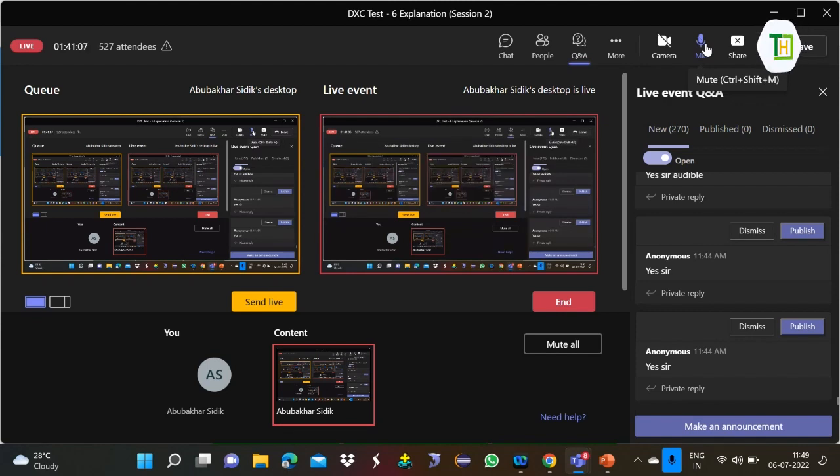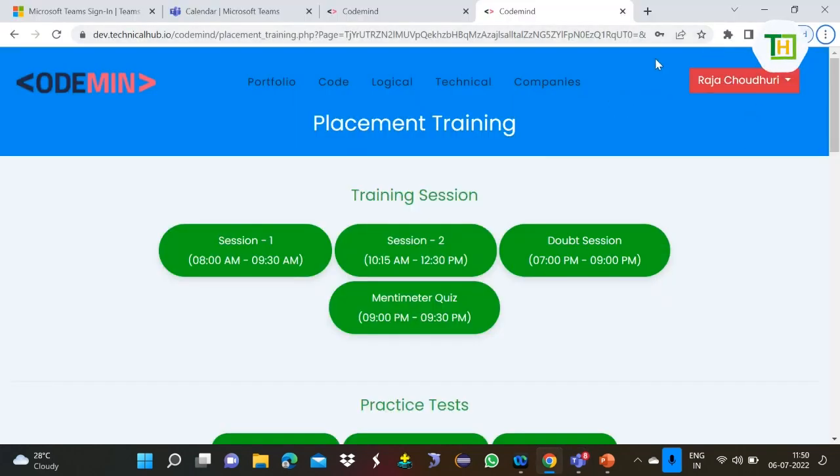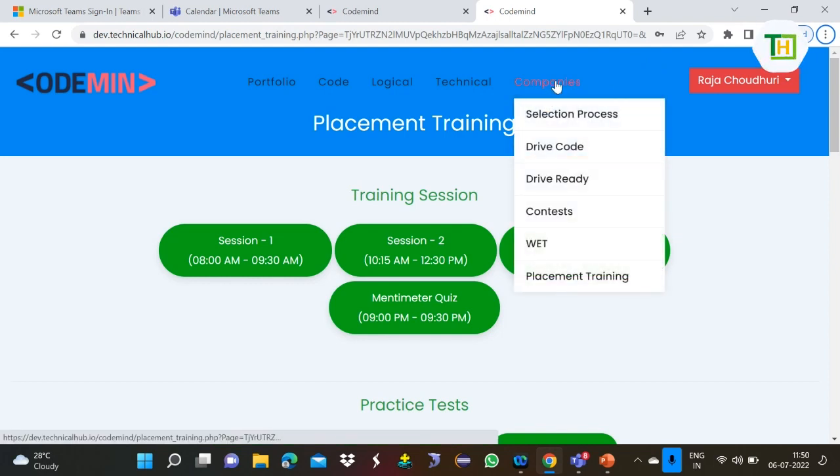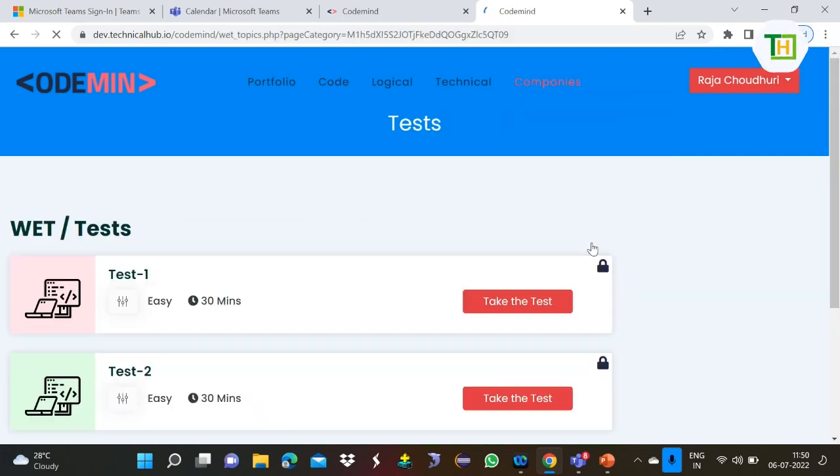Okay, hope you could listen to me. And look here, companies. Okay, companies. You could go to companies. Then from there you have one option called WET. WET. Full form of it is Written English Test. WET, Written English Test. And if you click on it, it will take you to a page like this.